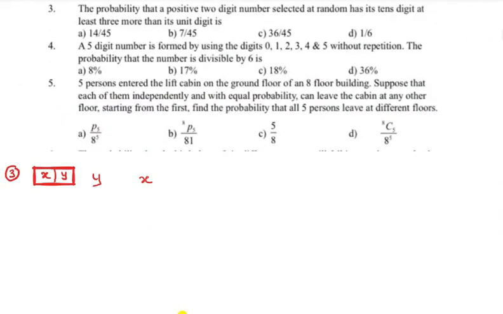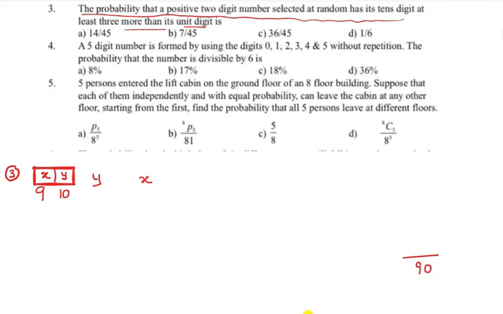Right, observe this particular question. The probability that a positive 2-digit number selected at random has its tens digit at least 3 more than its unit digit. So total, this place can be filled in 9 ways because 0 cannot fill here, and this place can be filled in 10 ways. Total we have 90 possibilities for a 2-digit number.